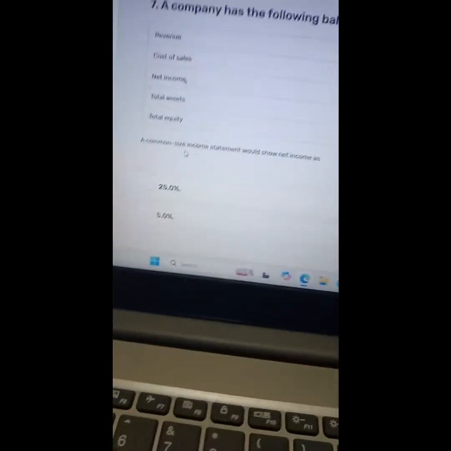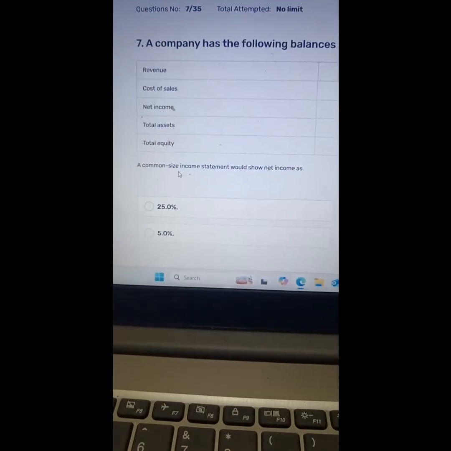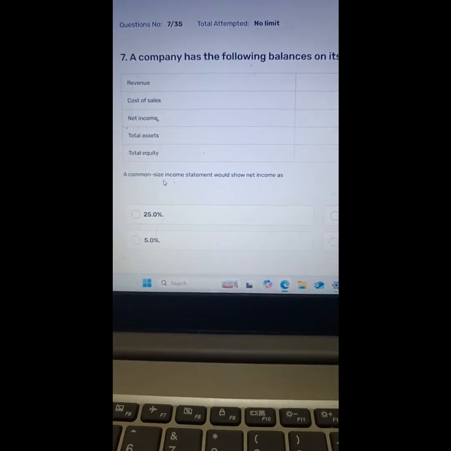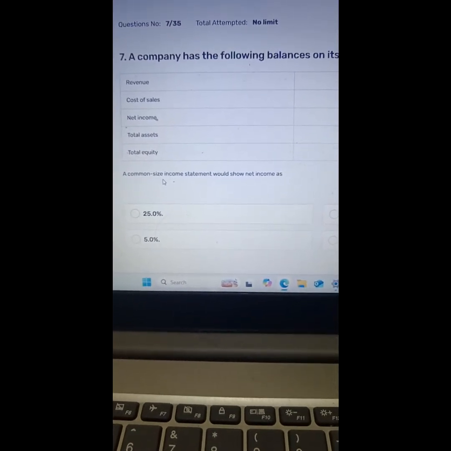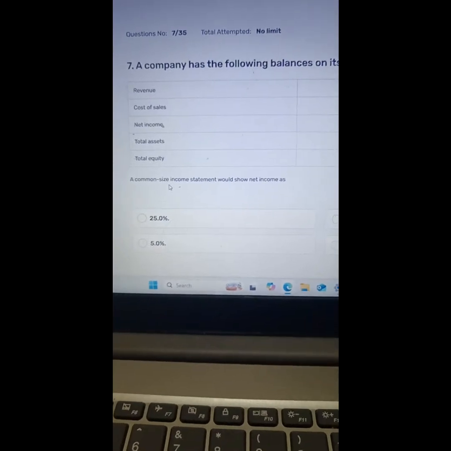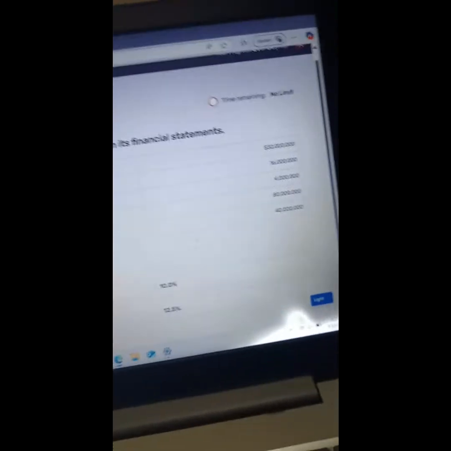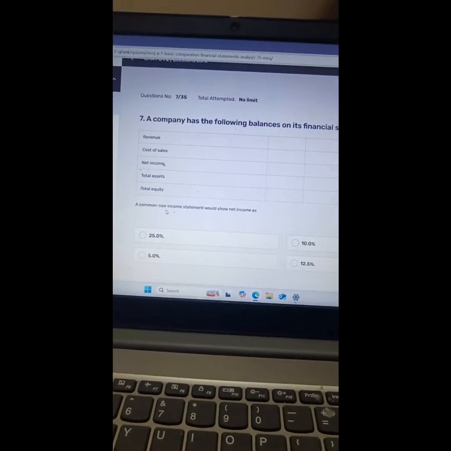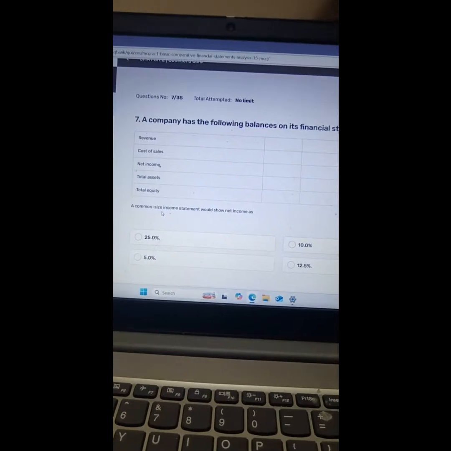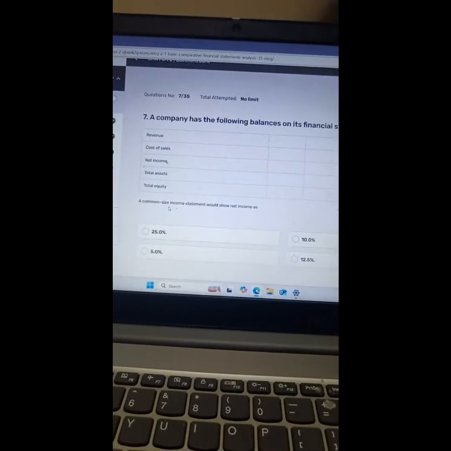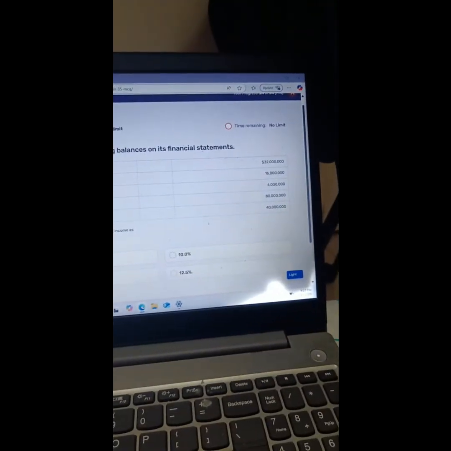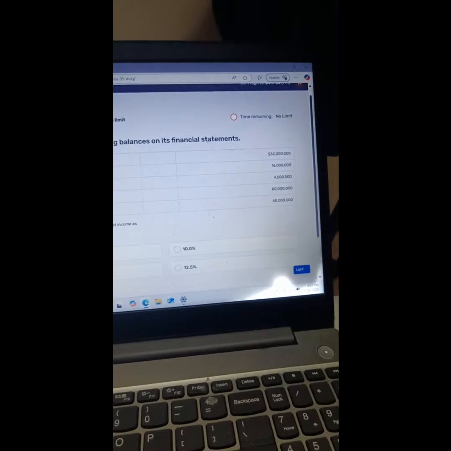What is the question saying? A common size income statement would show net income as, what is the net income, right? Net income, you can see here, this is the net income, right? This is total equity, revenue, cost of goods sold. And net income is showing how much? 40 lakh. Oh no, 40 lakh is correct. Okay. Net income is 40 lakh.